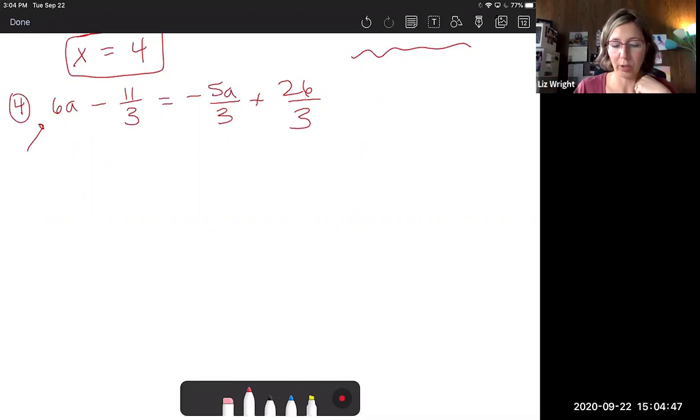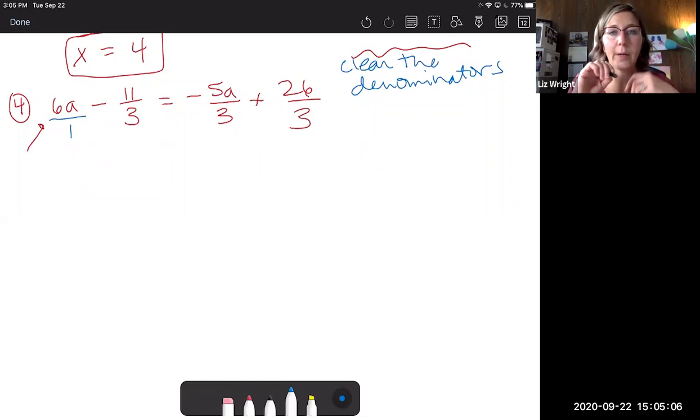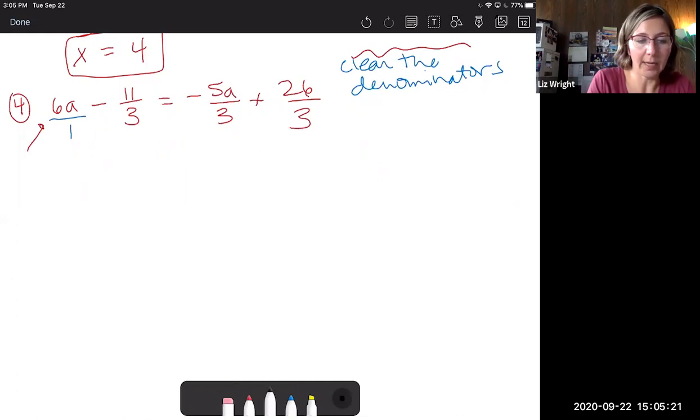One option that I like to show you is called clear the denominators. And you're going to need to know how to do this skill. So if we're going to clear the denominators, what I want you to do is look across all your denominators. And right now, 6a is sitting over 1. And you're saying, what's the least common denominator or the least common multiple? Both of those are going to be the same answer between 1 and 3. And the answer would be 3. So what we're going to do, we're going to multiply every single one of these terms by 3.